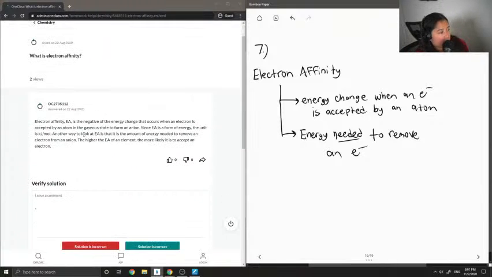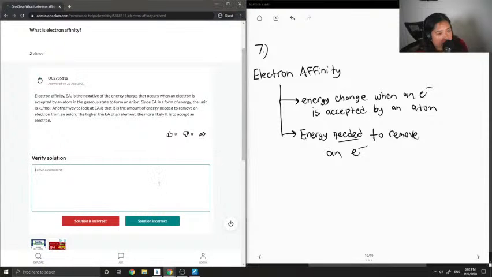So our junior tutor said it's the negative of the energy change that occurs when an electron is accepted by an atom in the gaseous state to form an anion. Since electron affinity is a form of energy, the unit is kilojoules per mole. Another way to look at electron affinity is that it is the amount of energy needed to remove an electron from an anion. The higher the electron affinity of an element, the more likely it is to accept an electron. This solution is correct.